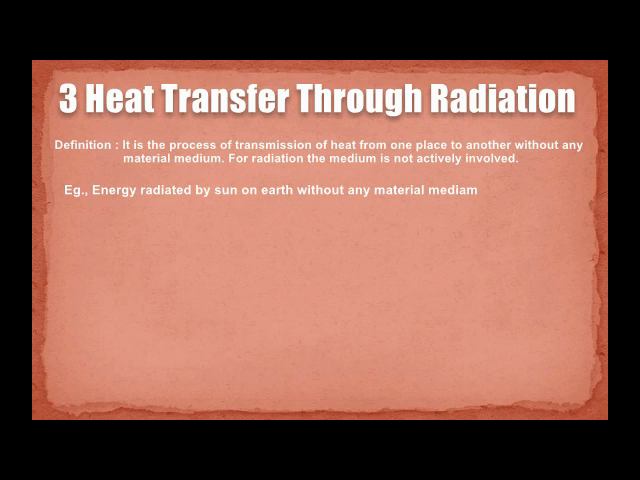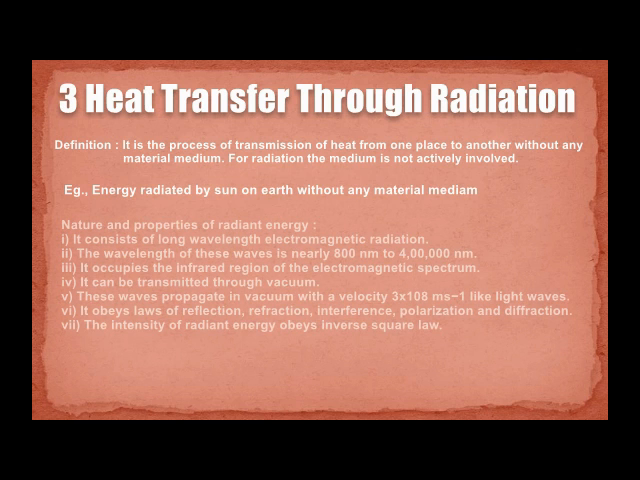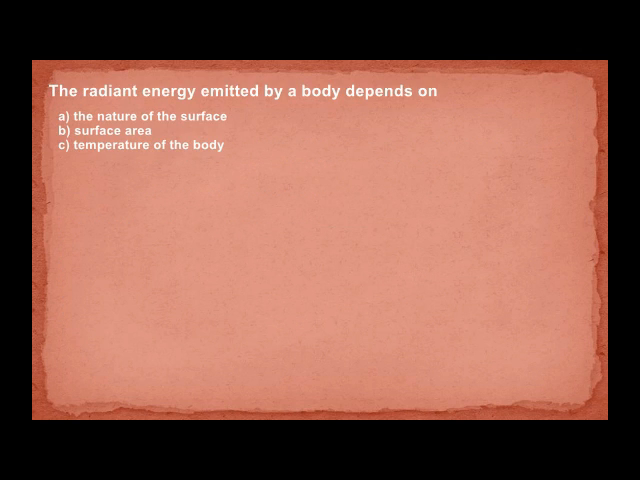So going further, let us now see what the different properties of this wave are. This radiant energy consists of long wavelengths, ranging from 800 nanometer to 400,000 nanometer. It generally occupies the infrared region of the electromagnetic spectrum. It can be transmitted through vacuum at the speed of light. It obeys all the laws of reflection, refraction, interference, polarization and diffraction. It also obeys the inverse square law.